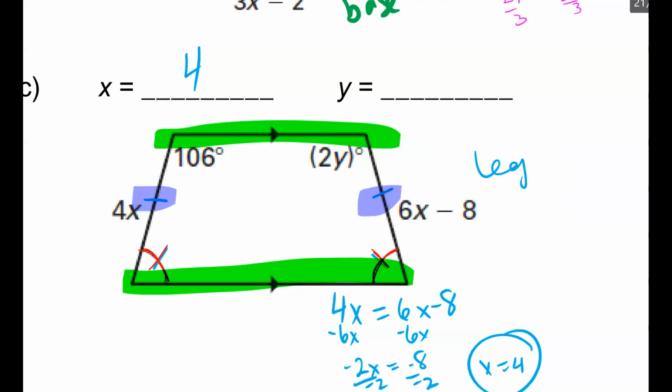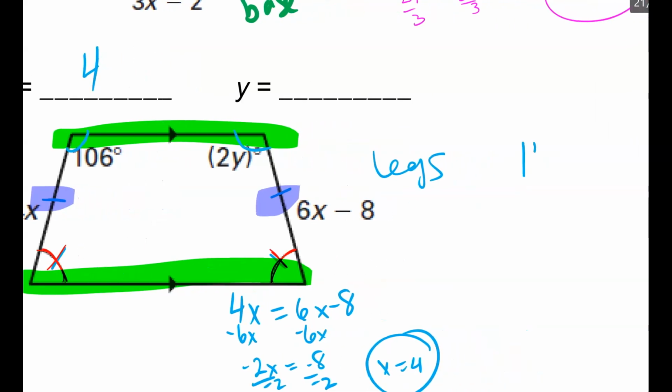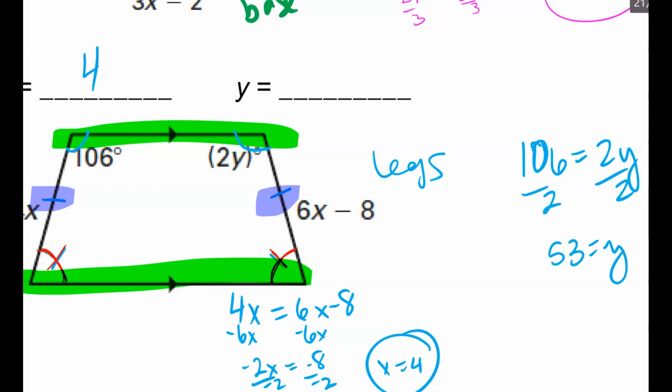All right, last one. Because the two base angles on the bottom are congruent, that means the two base angles at the top will be congruent as well. 106 degrees should be the same thing as 2y because we have an isosceles trapezoid. Go through, divide by 2, we get 53 is equal to y.